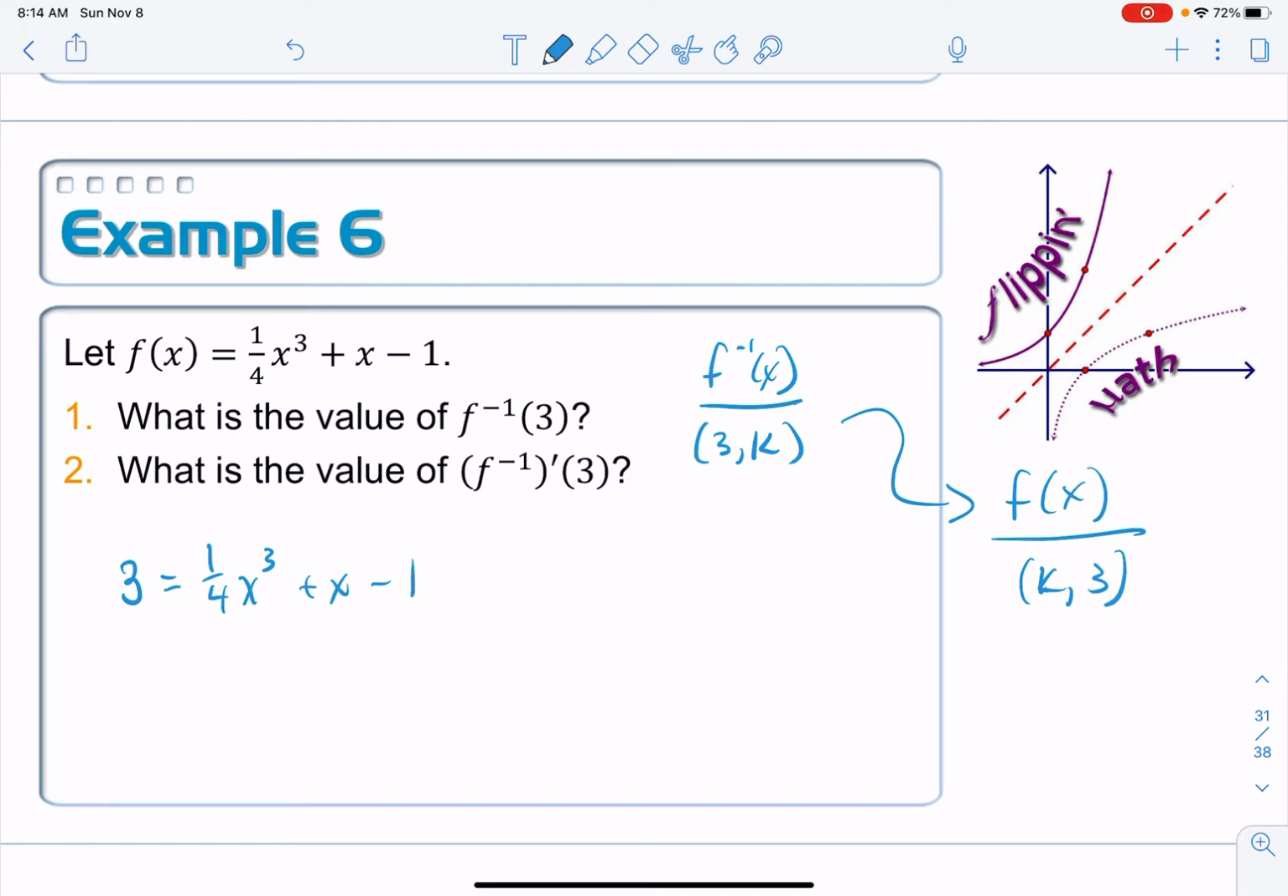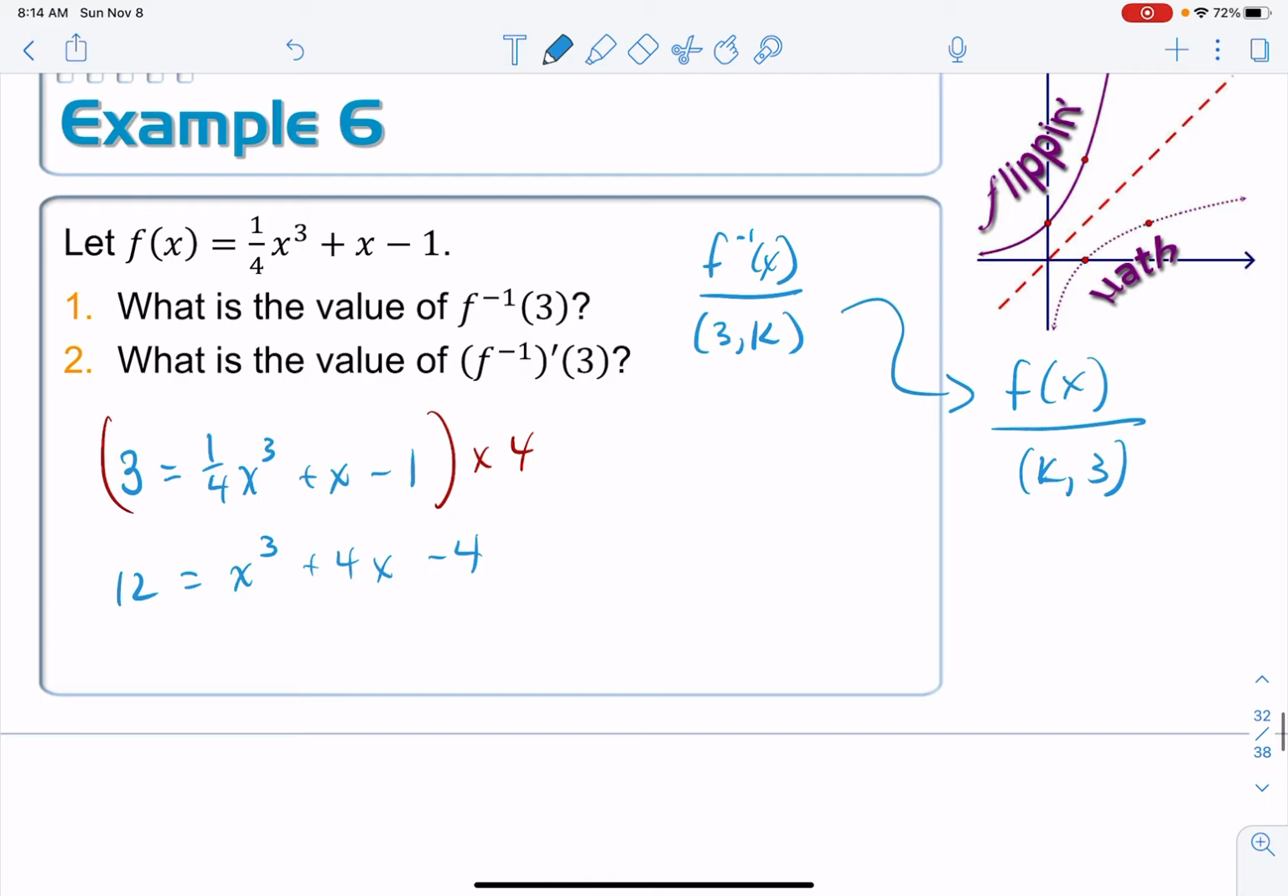In order to do that, I'm going to first multiply everything by 4, and it's going to get rid of the fraction for me. So let's, with a red color here, multiply by 4. And then we'll have 12 is equal to x to the third plus 4x minus 4. And then, with a cubic equation, polynomials, you always set that thing equal to 0 in order to solve it. So x to the third plus 4x, and then minus 16. And now we have to factor this thing.